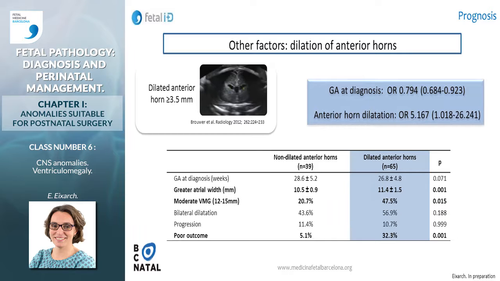And when we evaluated the capacity of association towards outcomes, we found that both dilated anterior horns and gestational age at the moment of diagnosis constituted poor prognosis factors, independently from the size at diagnosis. So when we see a dilated anterior horn, we evaluate these cases more exhaustively, because we found that these cases were later associated with cortical abnormalities. So we don't take it into account to give a poor prognosis, but to evaluate the case exhaustively and assess the cortical development.